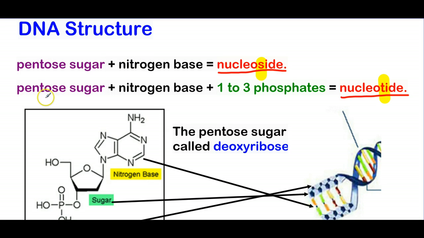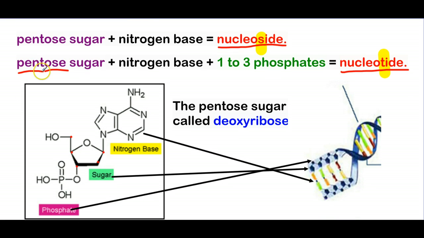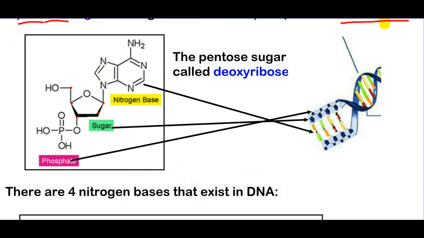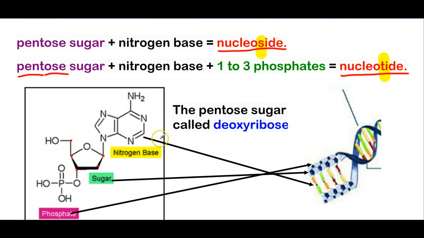remember, ose means sugar, and pent, when you see pent, it usually means 5, and that tells you that there's a 5 carbon sugar. So 1, 2, 3, 4, and 5. Those make up your ribose, and ribose sugar has 5 carbons, so they call it in general a pentose sugar. Okay, so that's where the structure comes up.